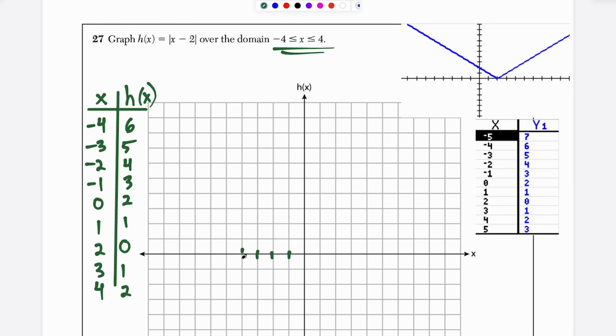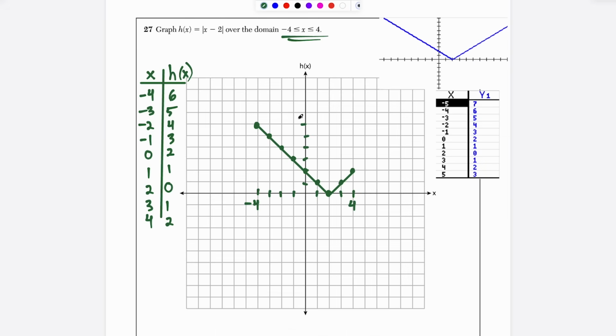Okay, so the graph is going to go from -4 on the x, going out to 1, 2, 3, 4 in this direction here. And the smallest y value is 0. The highest is 6, so 1, 2, 3, 4, 5, 6. So we're at -4, 6, and then -3, 5, and this is just going to keep continuing to make our V shape.